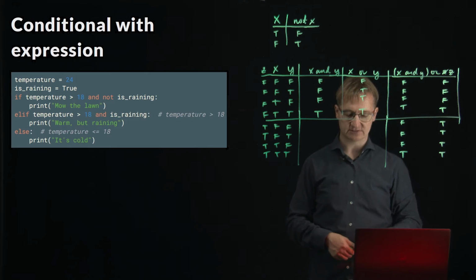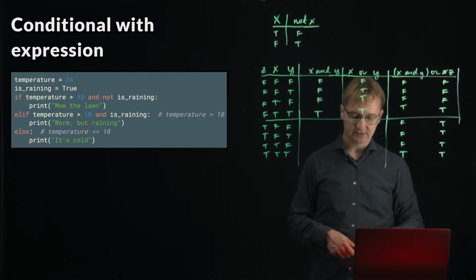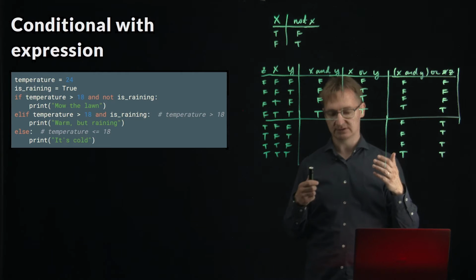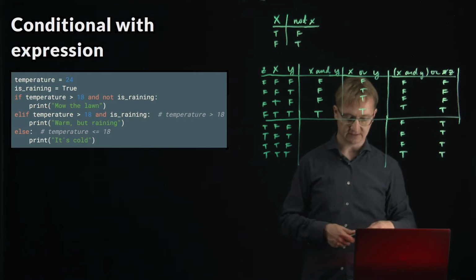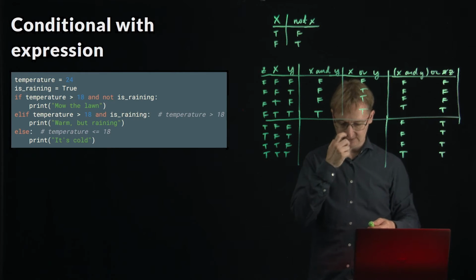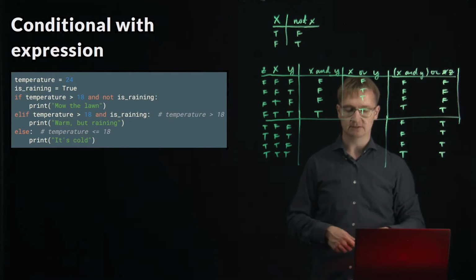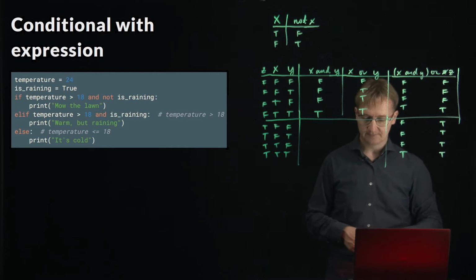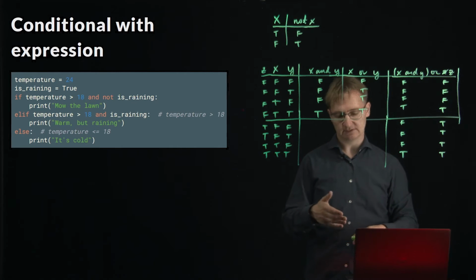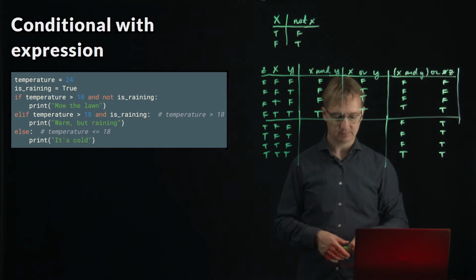So the first branch is whether the temperature is above 18 and it's not raining. Then if the temperature is above 18 and it is raining, then we say it's warm but it's raining, we just, I don't know, do nothing. And if the temperature is less than 18, then we say it's cold.